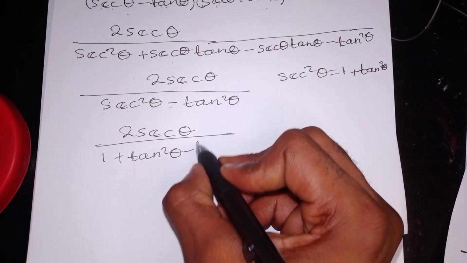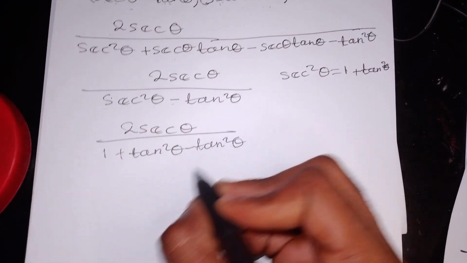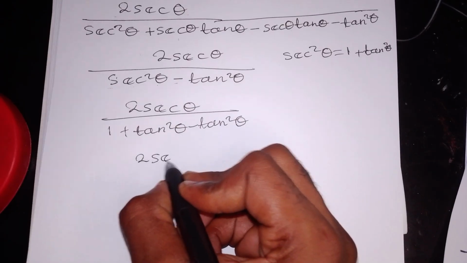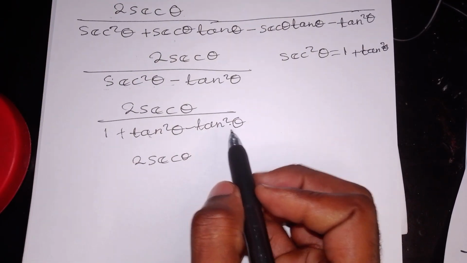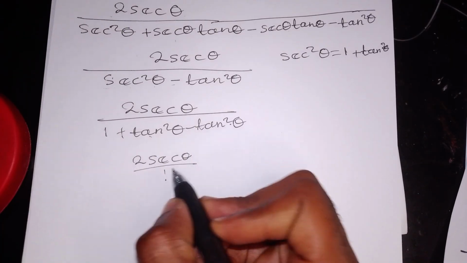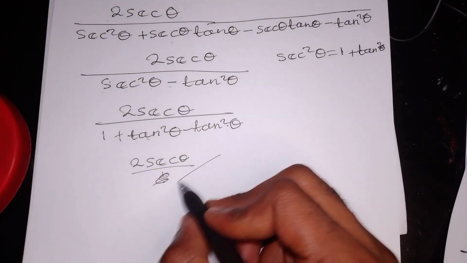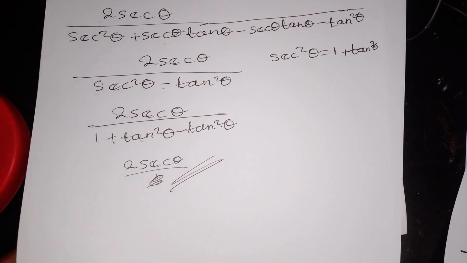Okay, I can see we are winning. And then this will be 2 sec theta. This minus this is a 0, and then you have a 1 in the denominator, which we don't normally write. And so you have proved the identity.